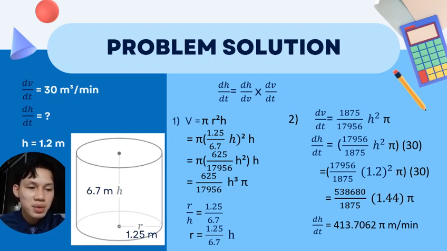Next, we need to substitute the value of H, which is 1.2, as given in the question. We multiply all the values inside, so we get 538,680 over 1,875 multiplied by 1.44 pi. Multiplying all the values, we get dH over dt as 413.7062 pi meters per minute.